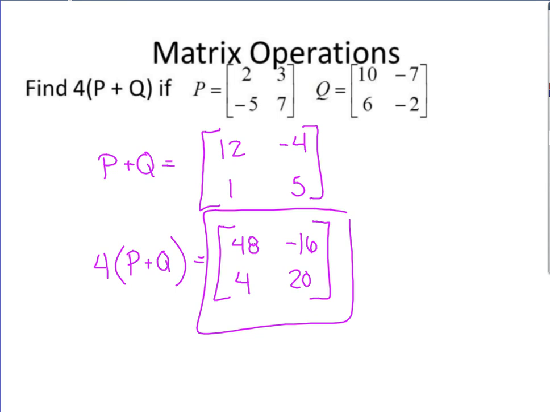So 4 times 12 is 48. 4 times 1 is 4. 4 times negative 4 is negative 16. And 4 times 5 gives us 20.